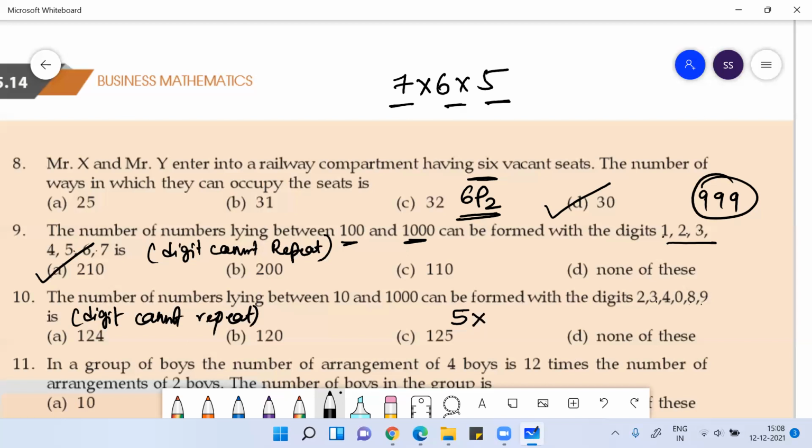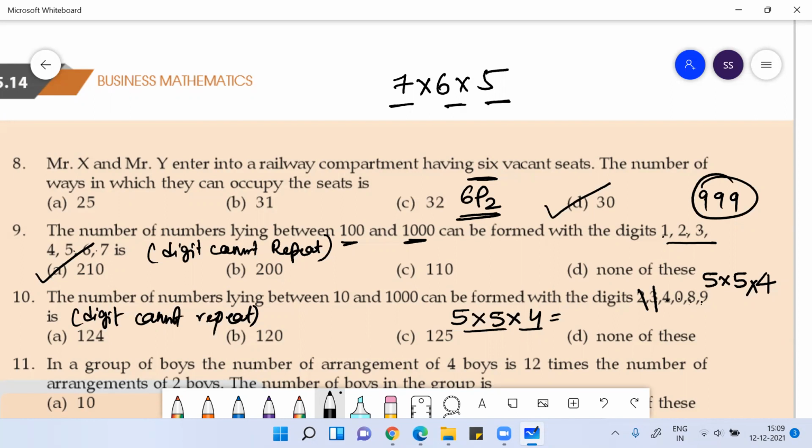So 5, then 5 into 4, 20 for 2-digit. 3-digit, 5 into 4 into 3, 60. Total 120 is the answer. Now 0 can also come. So again 5 will be there. So 2-digit done, 4 can come. So 25 into 100. Total how many digits are there? 6 are there. 5 cannot come, then 5 can come. So 2-digit I used, 1, 2, 3, 4 can come. 3-digit or 4-digit number? 3-digit only. So 25 is 100.